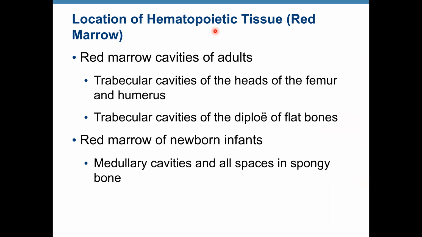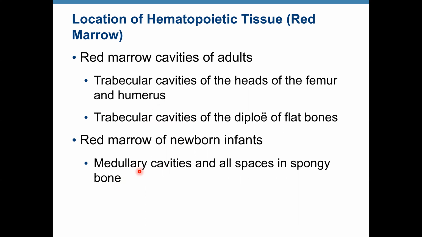Location of hematopoietic tissue. Hematopoietic tissue, this is where formation of blood cells happens. We call it red bone marrow. So in adults, we will find it in trabecular cavities, so inside the spongy bone of the heads of the femur and humerus, and also trabecular cavities of the diploë of flat bones. In newborn infants, it's in medullary cavities and all spaces in spongy bone.